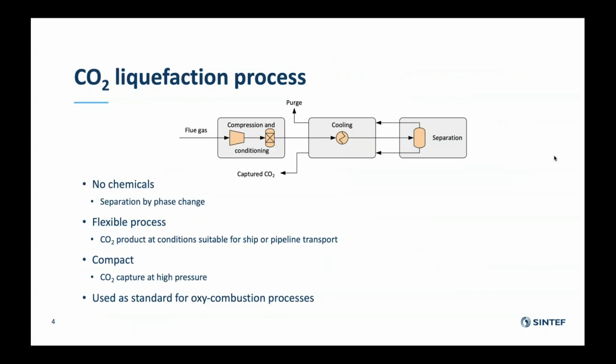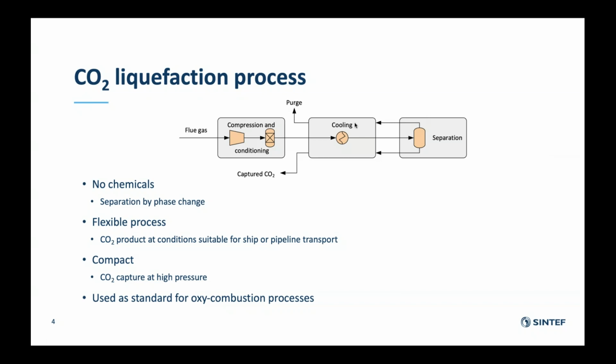But then comes the question, what is a liquefaction process and what is a membrane-assisted liquefaction process? So a CO2 liquefaction process is where you take the flue gas, compress it to reasonably high pressure, cool it down to around minus 50, 55 degrees, a little bit above the CO2 freezing point, minus 56, and then the CO2 liquefies and you separate the CO2, and then you have vapor, which you can then purge or recycle back to the process.